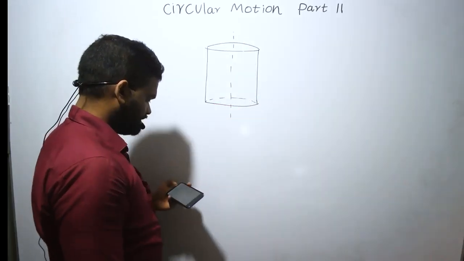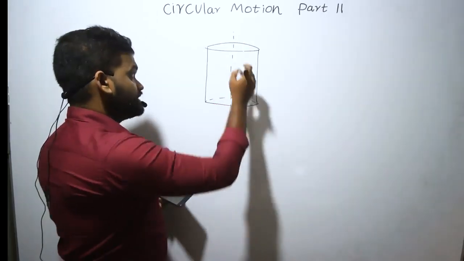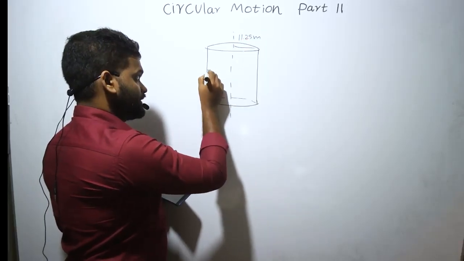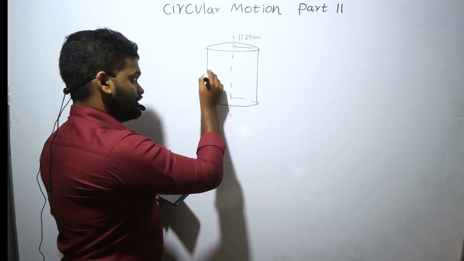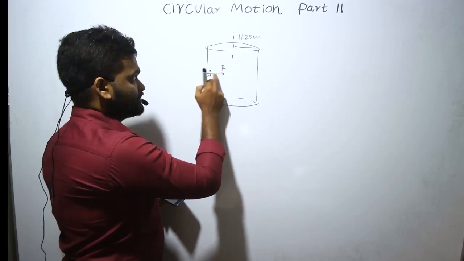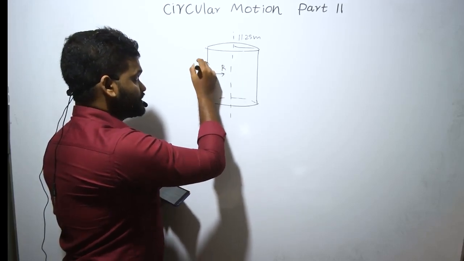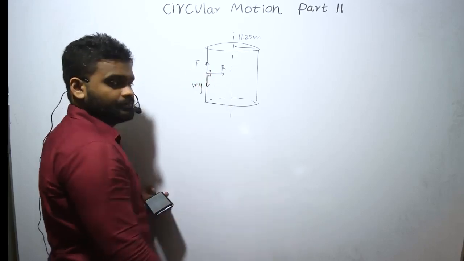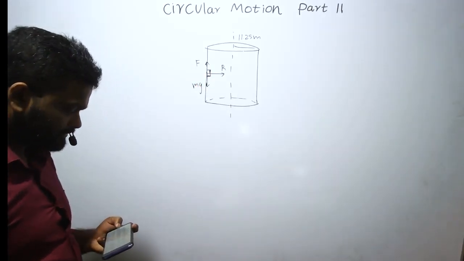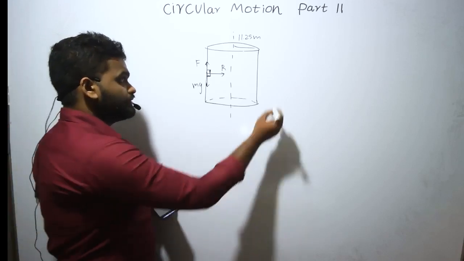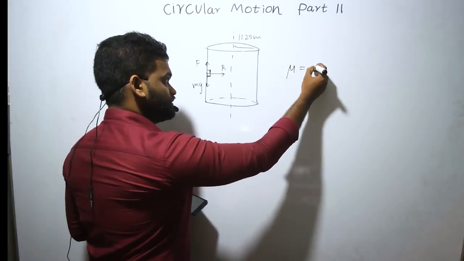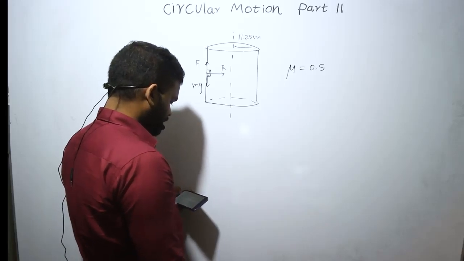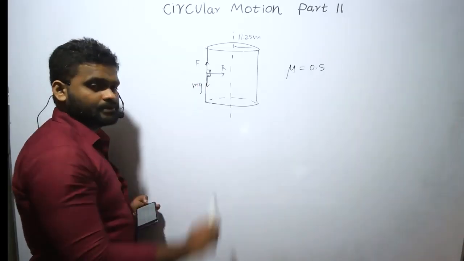And they say radius is 11.25 meters. So let's say this is the motorbike. On the motorbike, there's normal reaction force, and there's a friction, and there's the mg. So these are all the forces. And also they have given the friction coefficient, mu, as 0.5. So the question they ask is friction, right?